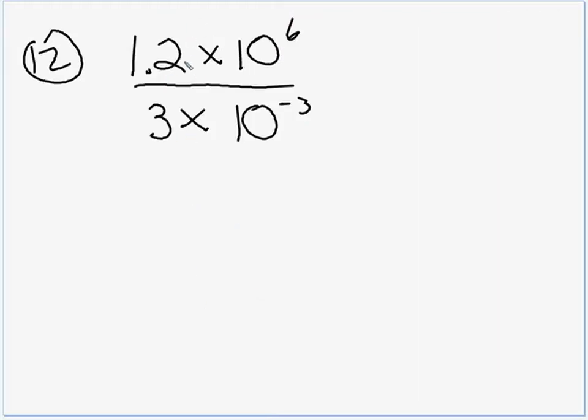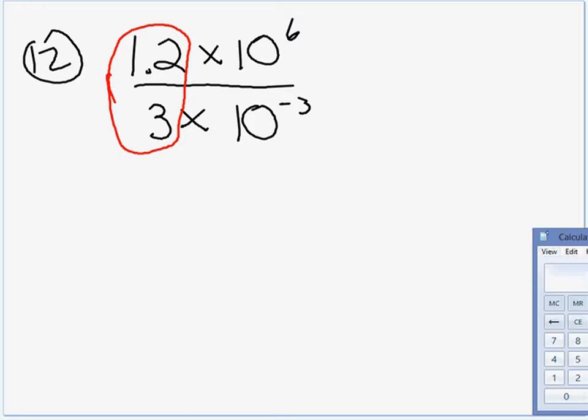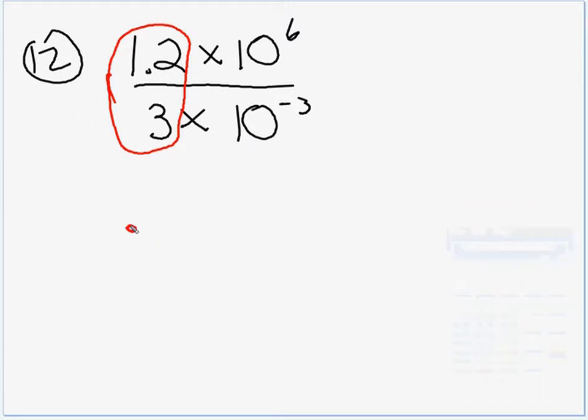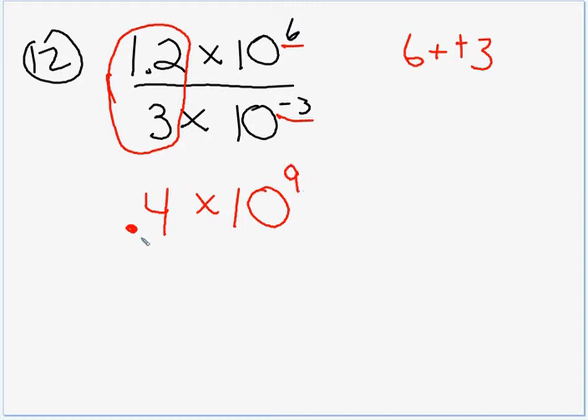Here's a division one. Again, first, take care of your coefficients. 1.2 divided by 3, that is a 0.4. And then we have our times 10 to the, and we want to find our new exponent here, subtracting because we are dividing like bases, 6 minus a negative 3. Of course, we turn those to add the opposite. That'll be a plus, and that will now be 10 to the 9th. So there's our answer. That's in scientific notation, correct?